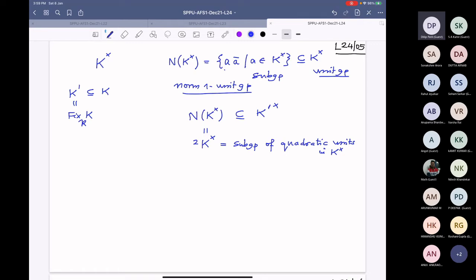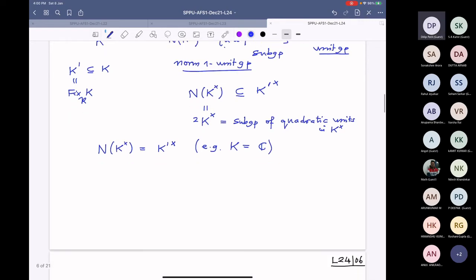And the results are better when this subgroup N K cross is actually K prime cross. In general it is only an inclusion, but if it is equal, then the results are easier to prove. And that's exactly what happens, for example, when K equals C. Therefore, we can write it more easily for C. I will write it as a corollary.